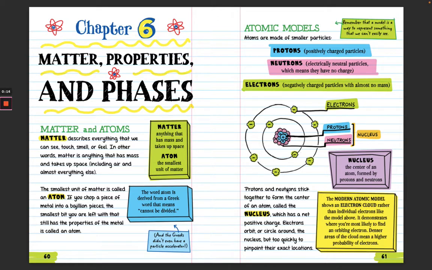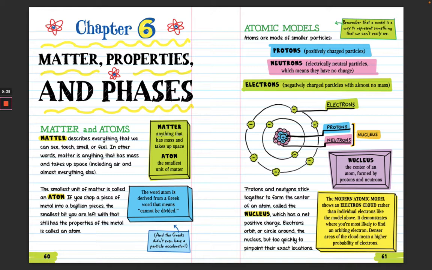Matter is anything that has mass and takes up space. The smallest unit of matter is called an atom. If you chop a piece of metal into a bajillion pieces, the smallest bit you are left with that still has the properties of metal is called an atom. The word atom is derived from a Greek word that means cannot be divided, and the Greeks didn't even have a particle accelerator.